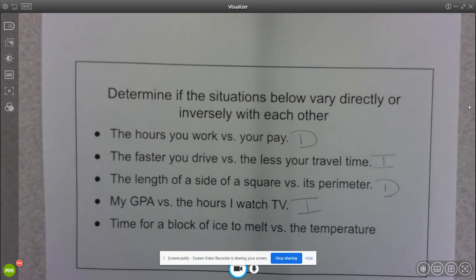Time for a block of ice to melt versus the temperature. Well, as the temperature outside goes up, the time it should take that block of ice to melt would go down. So that would be the opposite. And if the temperature was dropping, then we would assume that the time the block should take to melt would increase. So that would be inverse because they're opposites.